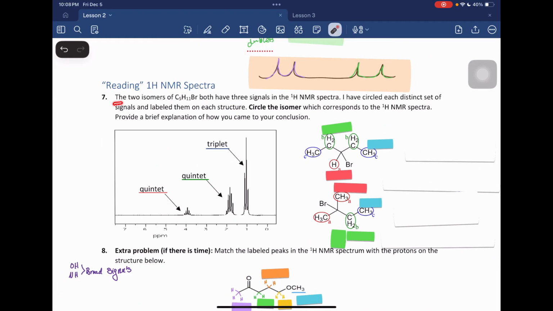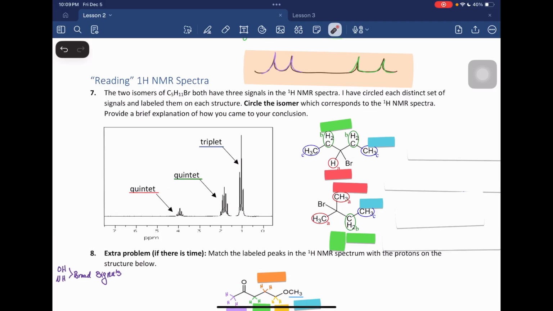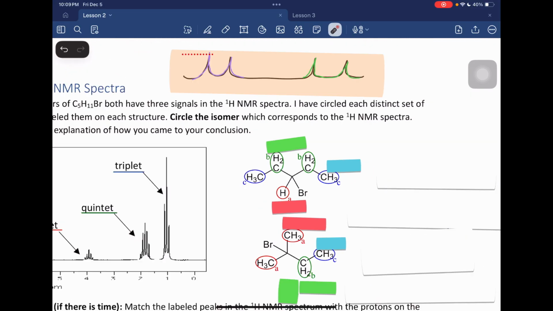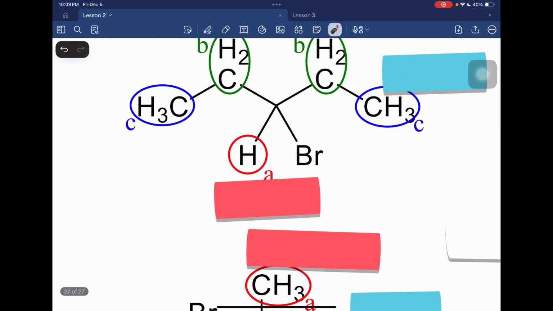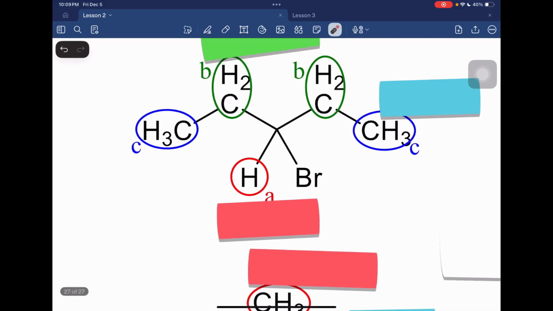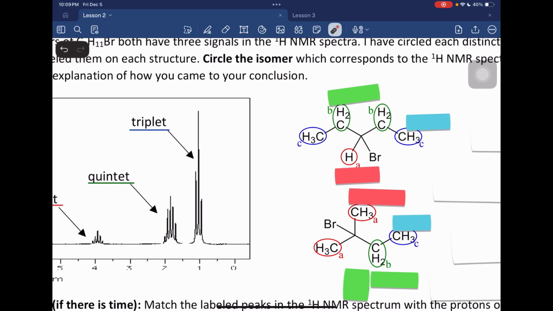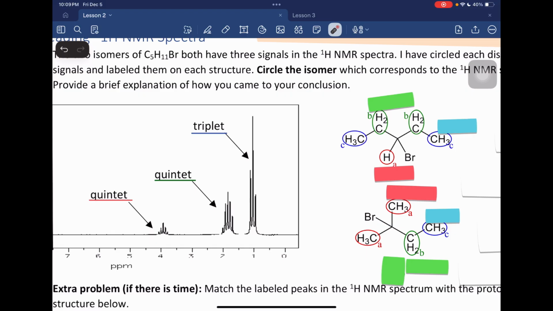Next, the 2 isomers both have 3 signals in the 1H NMR spectra. Circle the isomer which corresponds to the 1H NMR spectra. Provide a brief explanation of how you came to your conclusion. This one is literally just looking at and finding out what goes where, okay? Let's start with the hydrogen closest to the bromine and the most de-shielded. If something is very de-shielded, we know that it's going to be on this side, right? So this one has to correspond to what's right here.